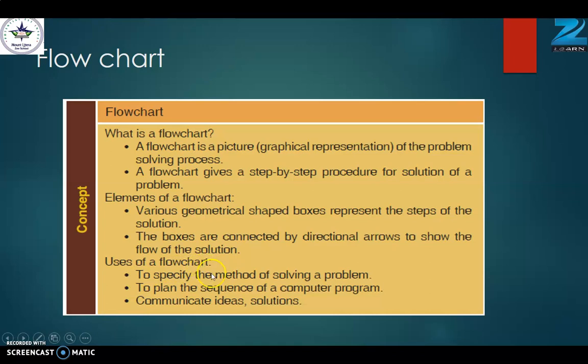Uses of a flowchart: to specify the method of solving a problem, to plan the sequence of a computer program, and to communicate ideas and solutions. So all these are the concepts related to flowchart. What is flowchart? Elements of flowchart, uses of flowchart.